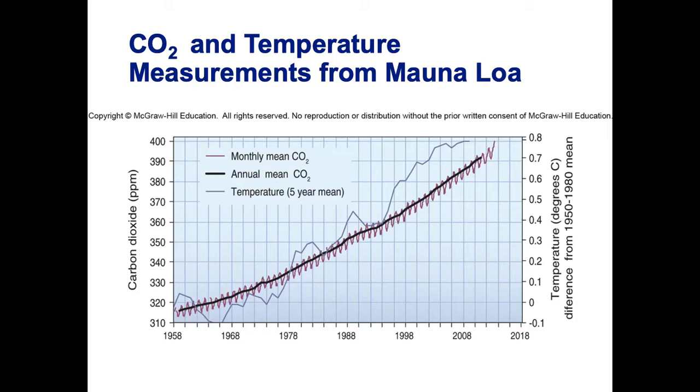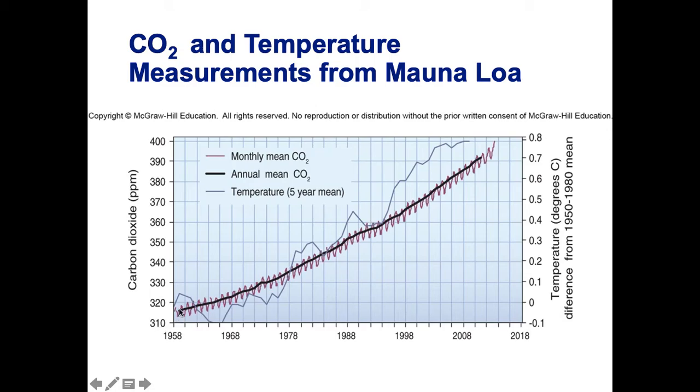There are two main patterns here that you should recognize pretty easily. The red is the monthly mean carbon dioxide. The black line is just they've smoothed that by year. So the first thing you should notice is that carbon dioxide has been going up every year, pretty much. And so we've seen a steady increase in the amount of carbon dioxide in the atmosphere every year.